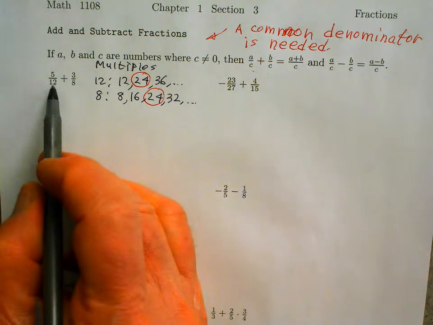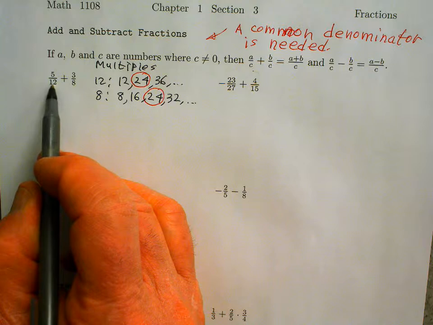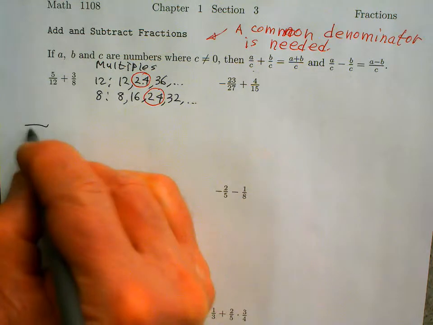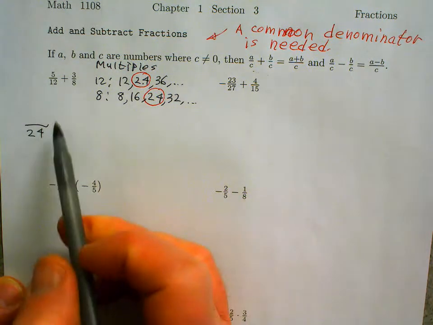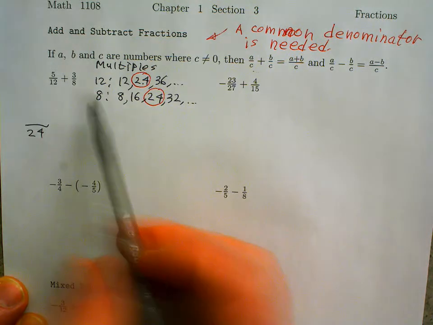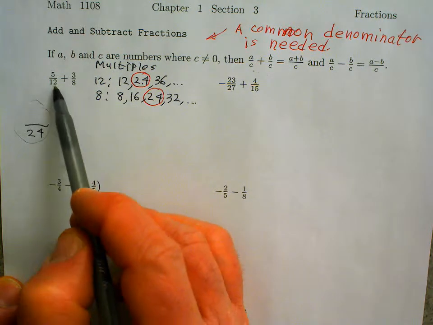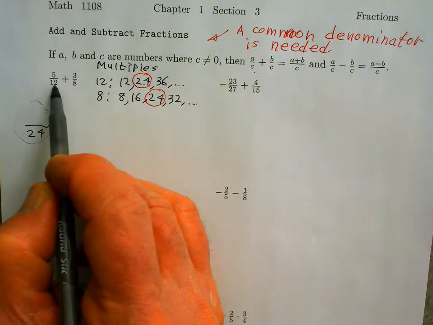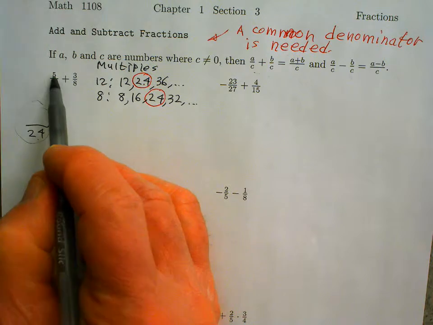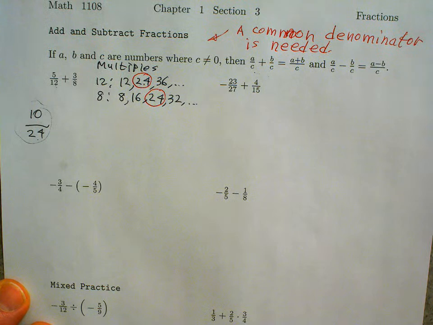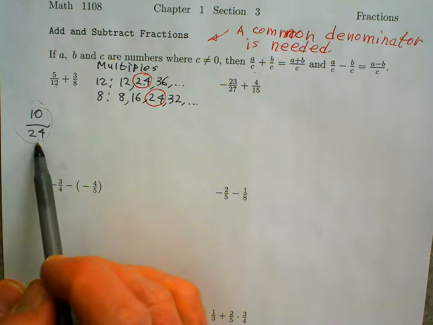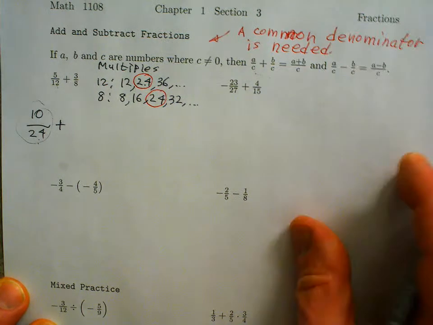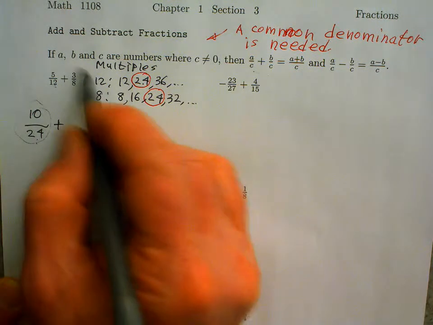So we're going to replace the fraction 5/12 with a fraction that has a denominator of 24. But this new fraction has to be equivalent to 5/12. So notice if I multiply 12 by 2, I get 24. So if I multiply 5 by 2, I get 10. So 10 over 24 is equivalent to 5/12.